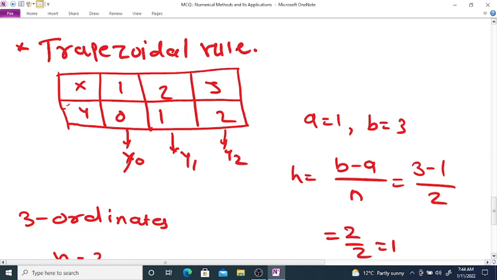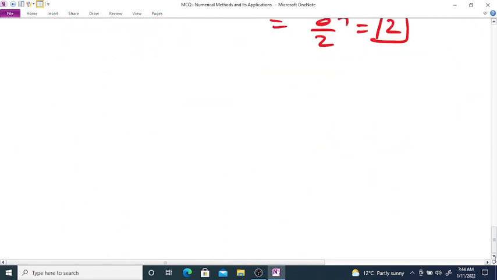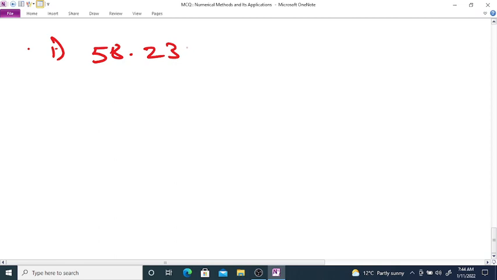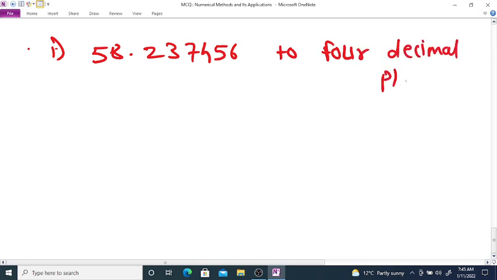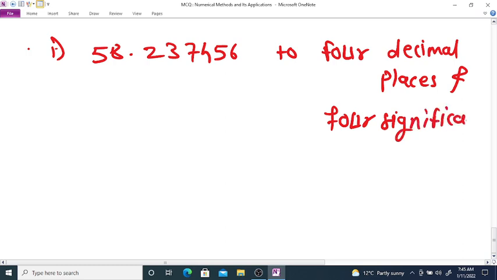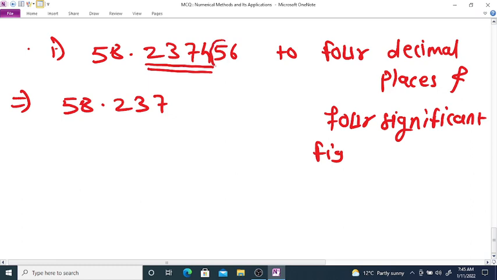Okay, so next, round up the given number, say 58.237456, to 4 decimal places and 4 significant figures. So for 4 decimal places, we want to round up this number to 58.237. Now you can see the fifth decimal place is exactly 5, but the preceding digit 4 is an even number, so if we round this number, then to 4 decimal places it is 58.2374. This is the 4 decimal places.